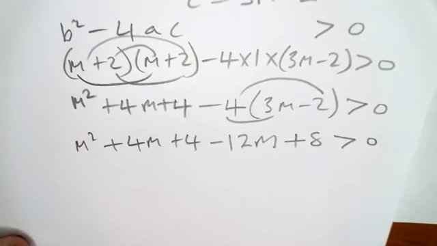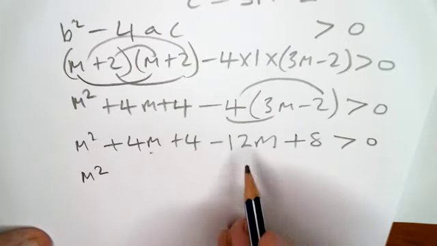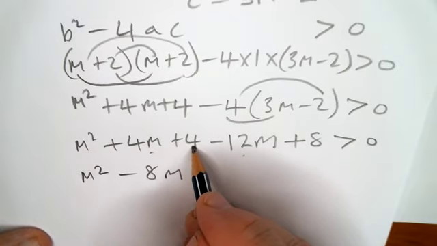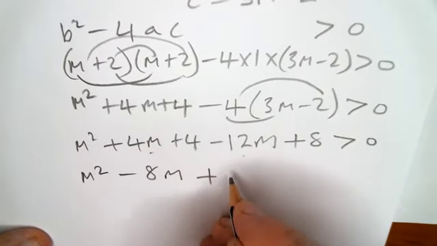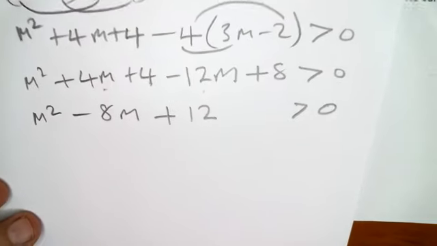So this is rather good, actually. I've got an m squared. I've got a 4m minus 12m, which is minus 8m. I've got a 4 plus 8, which is plus 12. Let's just make sure I've got all that correct. It looks pretty good to me.